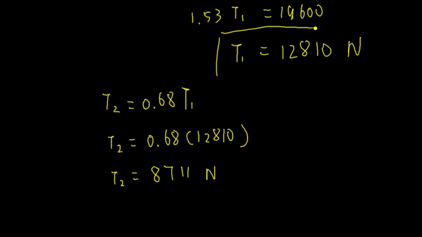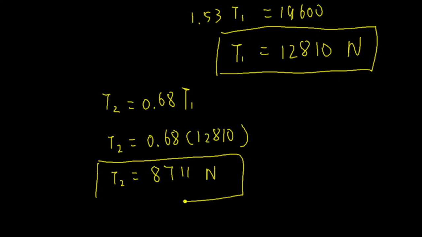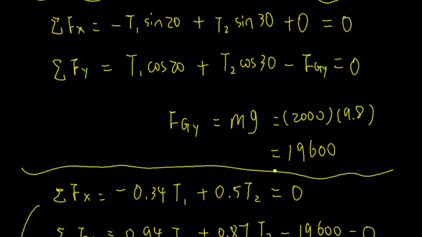Okay, so here's your answer for the tension. So the tension of the first rope is 12,810 newtons, and the tension for the second rope is 8,711 newtons. Okay.